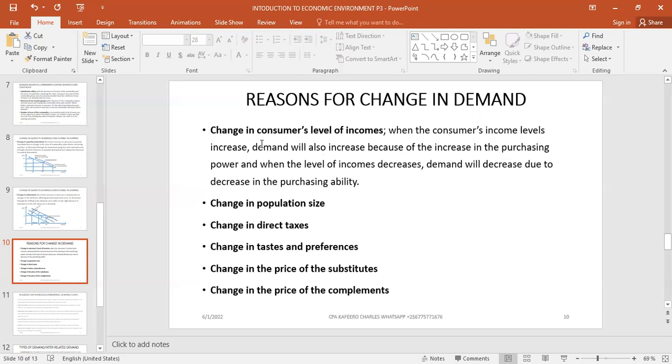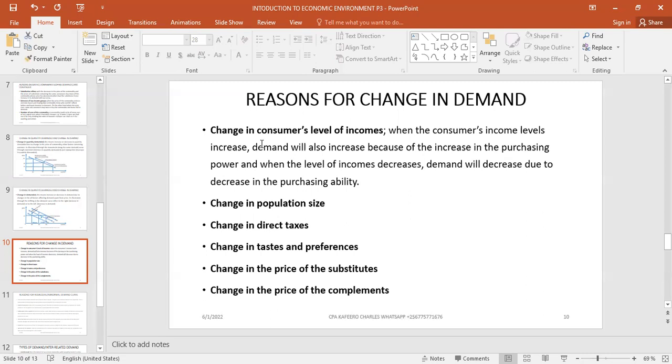Then you talk about the other side, where the level of income reduces. When it reduces, then the demand also will reduce. Why? Because the purchasing ability or the purchasing power of the consumers will be low. That's how you'll get a full mark. It is the same way you're going to explain the change in population, the change in direct taxes. You will be comparing the same factors we used for demand, but instead you are just adding a change in direct taxes.